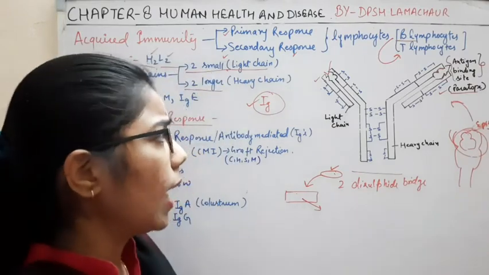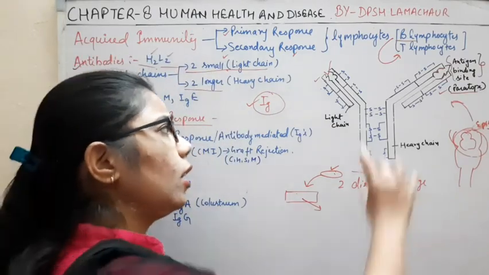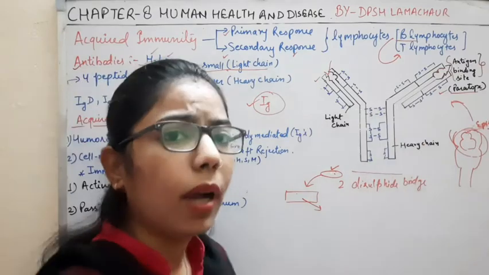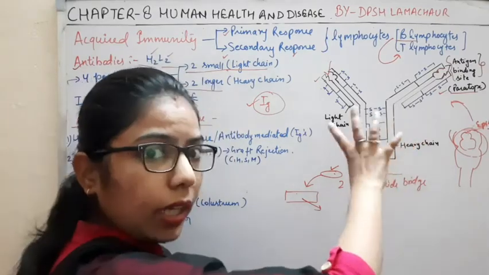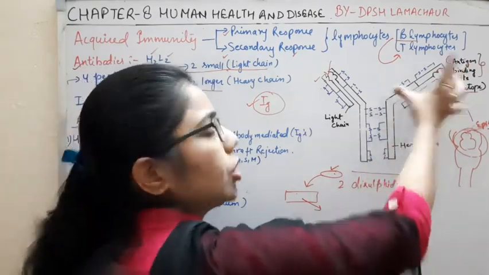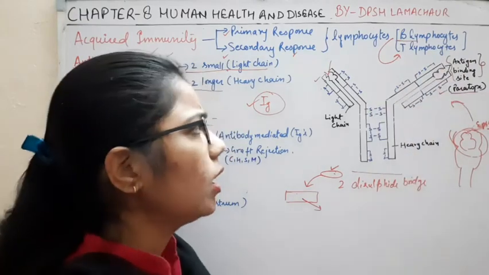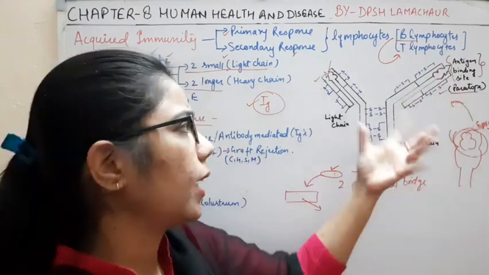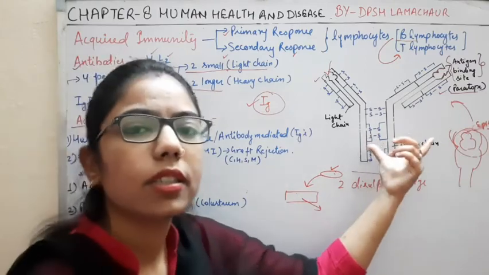And one more important thing: the lower part of the antibody will remain stable. The upper parts are not stable, they can vary accordingly, and these lower ones are the stable ones.